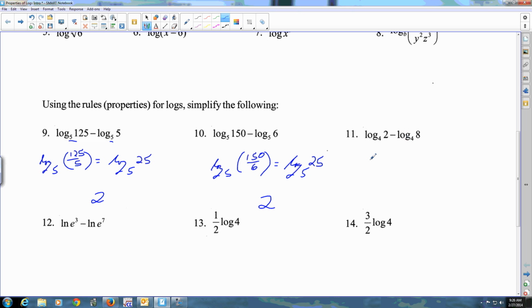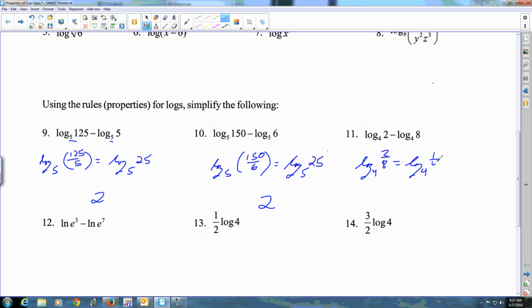Okay. Same idea, you're subtracting, so divide. So you're going to have log base 4, that's a heck of a 4, of 2 over 8, which is log base 4. I know my penmanship's awful, but come on.